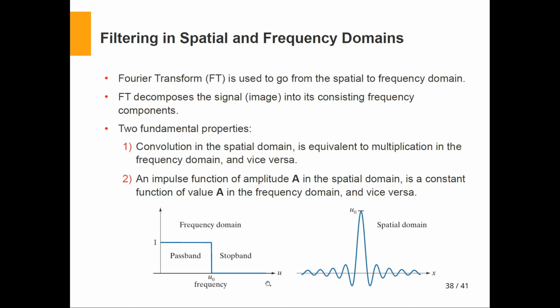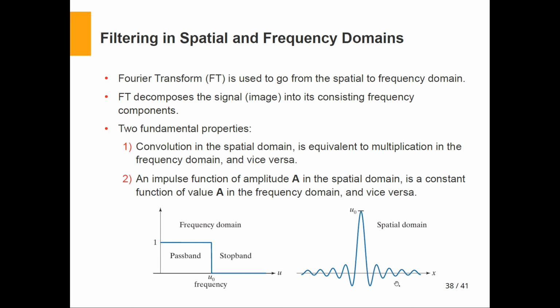Here you can see an example of a filter that is defined in the frequency domain. Considering U as the frequency and the vertical axis as the amplitude at any frequency, whatever frequency we have in this region will get a value of 1. That means it will be passed to the final result, but anything here will be stopped because the amplitude is going to be 0. And its spatial equivalent looks like this.